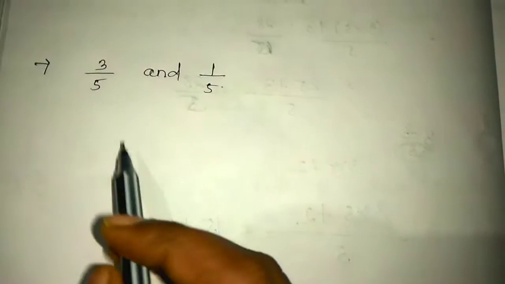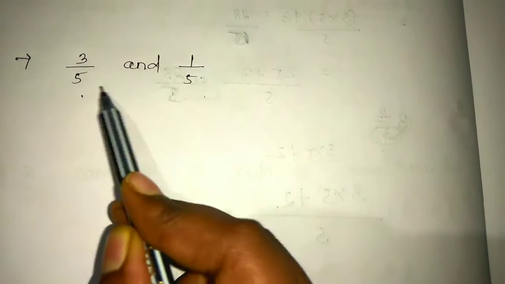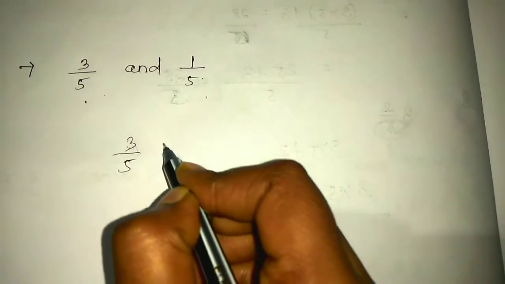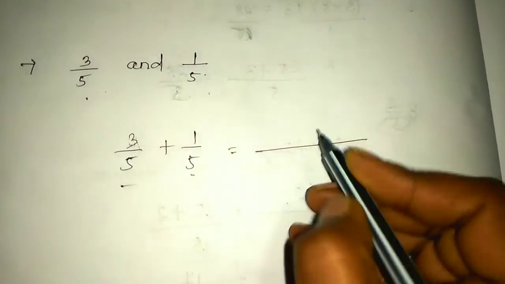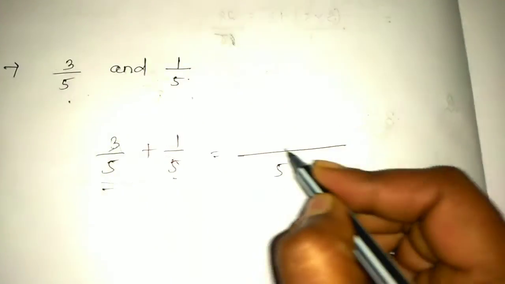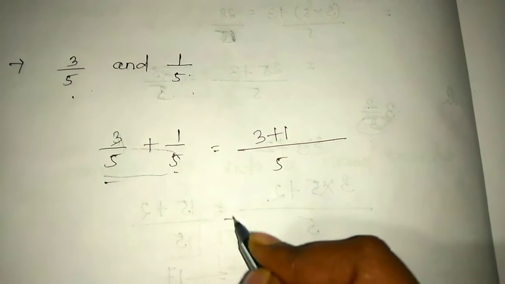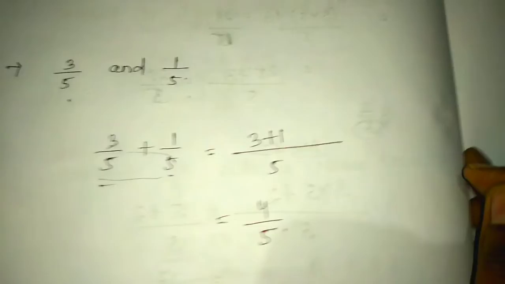It's very easy. Then let's see another one. 3 by 5 and 1 by 5, we have to add these fractions. So 3 by 5 plus 1 by 5 is equal to, the denominator is 5 because the denominators are common here. Then add the numerators, 3 plus 1 is equal to 4 by 5.